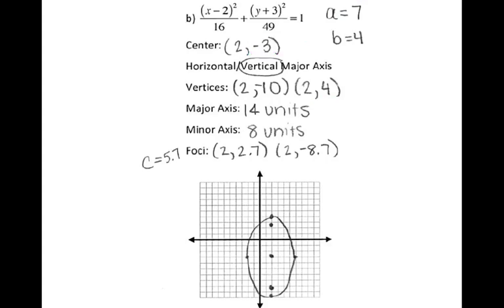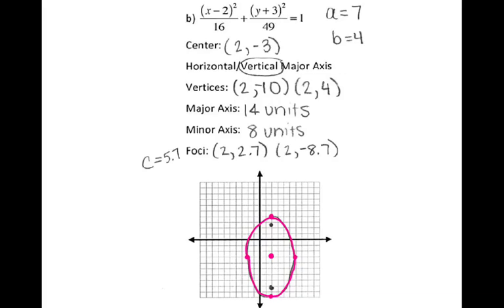Alright, so I can go ahead and plot my center, (2, -3). I have a vertex at (2, 4) and (2, -10). b we're going to use to go in the opposite direction from my center, so b is 4, so I'm going to go 4 units to the right, 4 units to the left. And then I can go ahead and draw the ellipse. Now the two other points in here, those represent your foci, but we'll get to that in just a second.